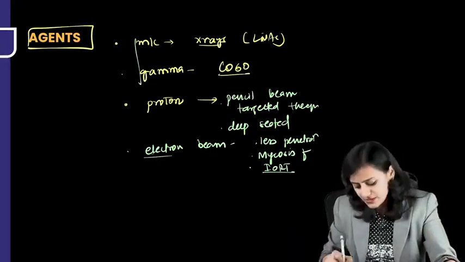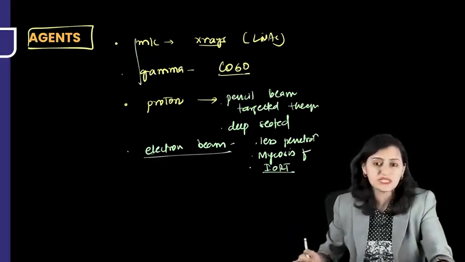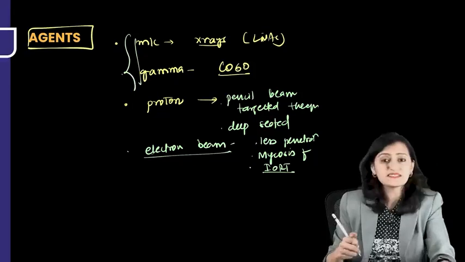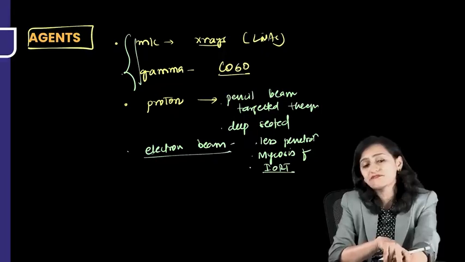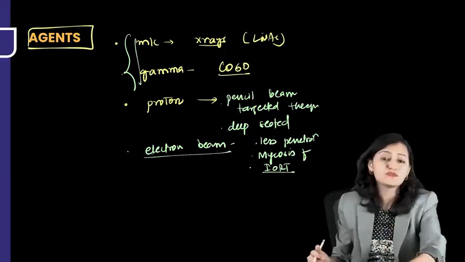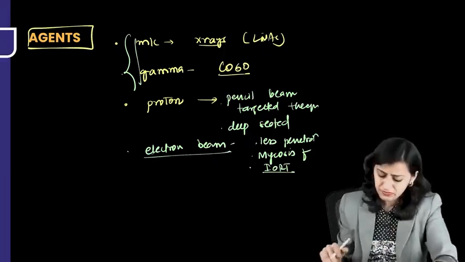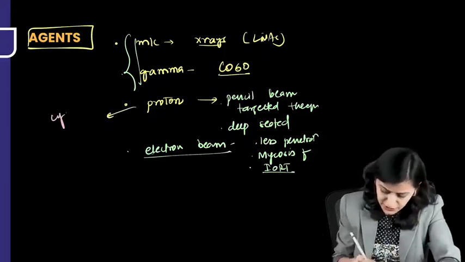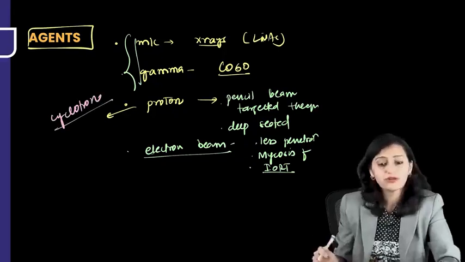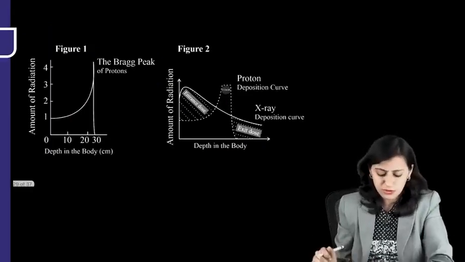So electron beam is the most commonly used there. The disadvantage with X-rays and gamma rays is that they cause a lot of skin erythema. That is the most common side effect with radiotherapy. They affect the superficial structures also. So remember this proton beam, how is it produced? It is produced by cyclotron. Okay, cyclotron is what produces protons.